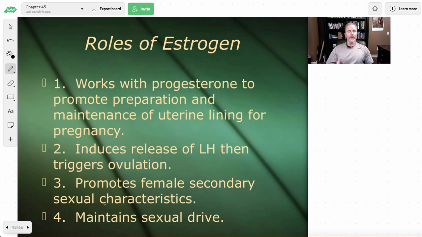Okay? So some of the roles of estrogen: this is going to work with progesterone, as we've said, to promote the preparation and maintenance of the uterine lining for pregnancy. Okay, it's going to induce the release of LH, which is going to trigger the ovulation. It's going to promote secondary sexual characteristics in females, and we said that some of those are the axillary hair and the hair around the groin, the growth and enlargement of the breast tissue, and those types of things, and then it's going to lead to the changes in the hormone system, which leads to menstruation, and it's also responsible for maintaining sexual drive in much the same way that testosterone is in men.